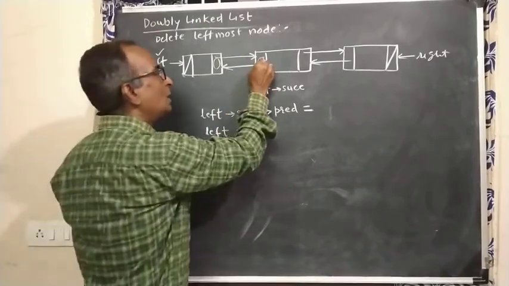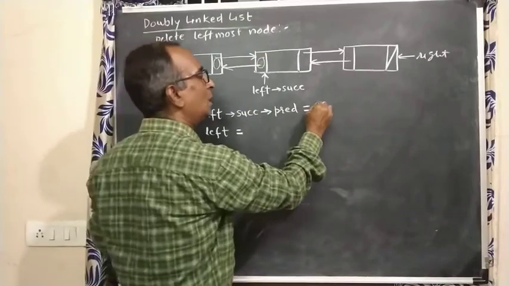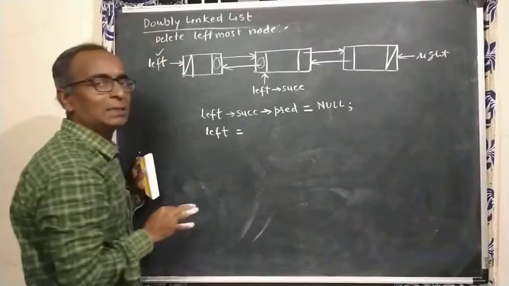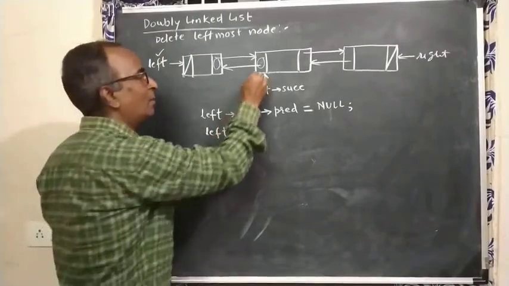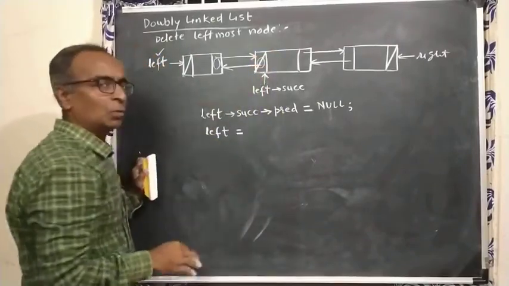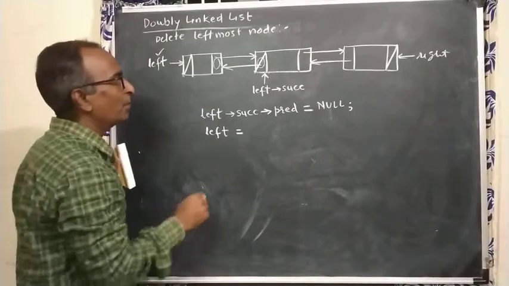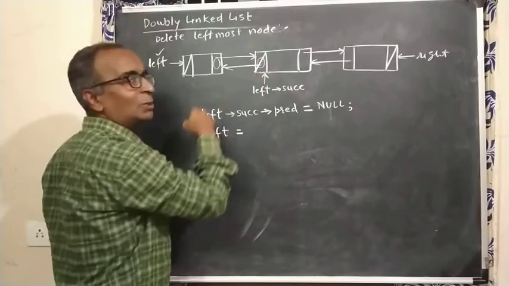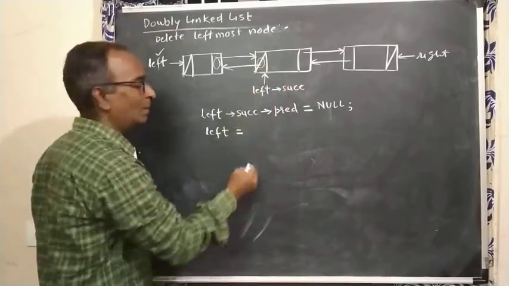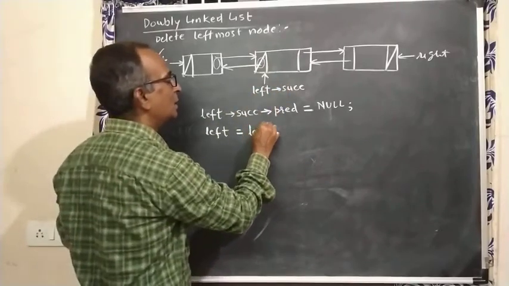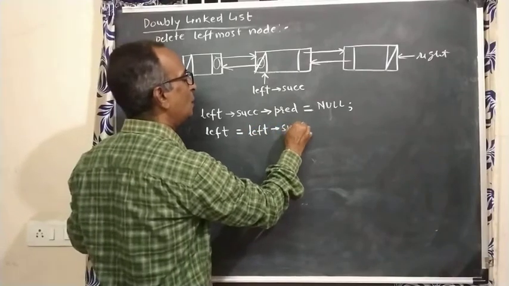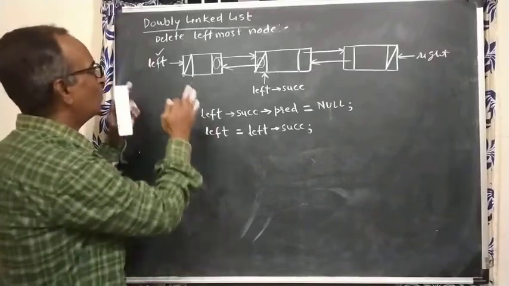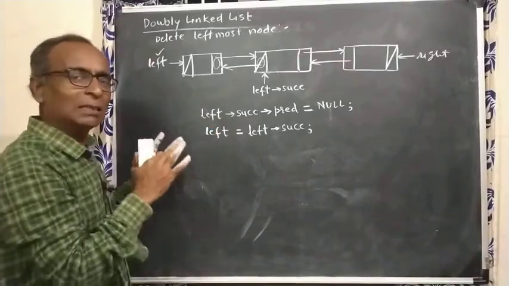So left will be changed. Now what should it contain? It should contain a null value, because after deletion of the leftmost there won't be any predecessor. Then this will be set as null. Only pointer adjustment I am showing. And then left should point to this node. Where is this node's address? In left successor. So left successor is given to left. That's it. These 2 pointers you adjust. Now freeing this, all this we have seen in singly linked list.